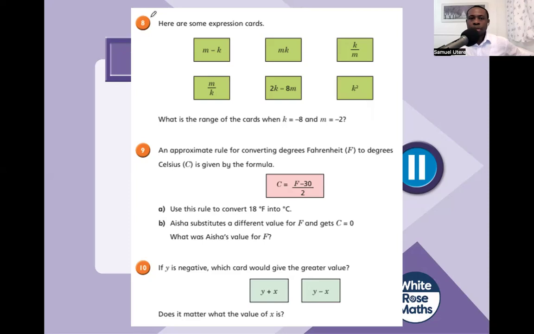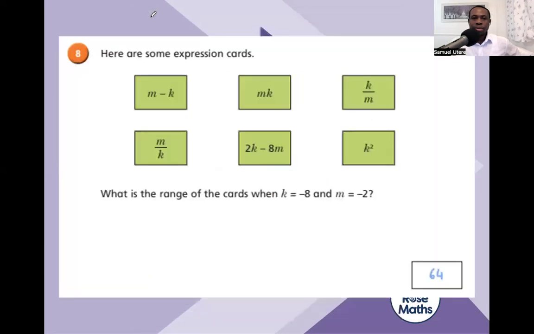Assuming you've paused the video and you've answered questions 8, 9, and 10, here are the answers. For question 8, you were simply asked, here are some expression cards. What is the range of the cards when k is equal to negative 8 and m is equal to negative 2? So for these, you're going to have to do all your substitution and get the values of the cards. Then to find the range, you need to take the lowest value from the highest value. And that gives you your range.